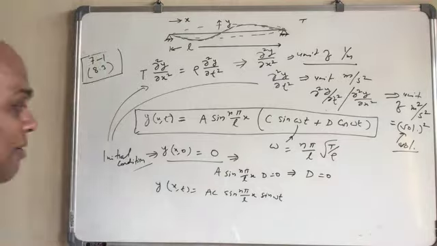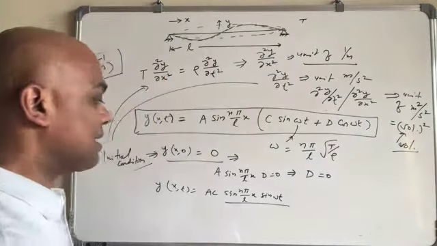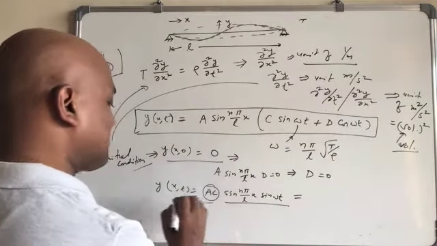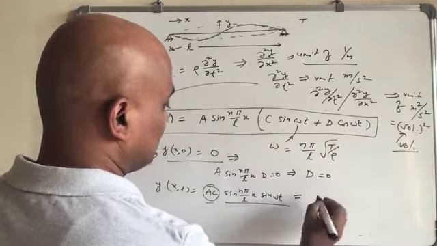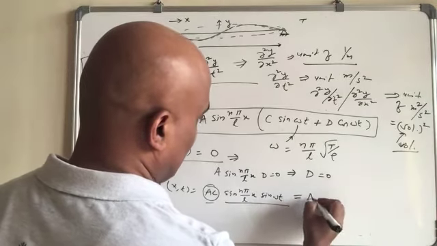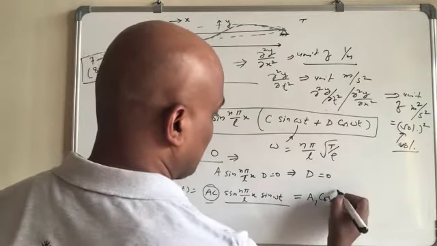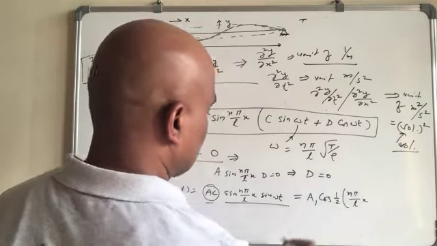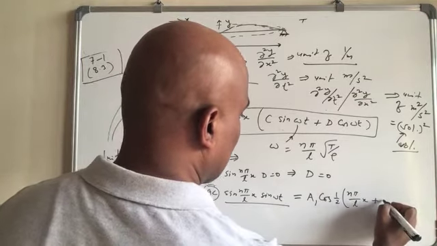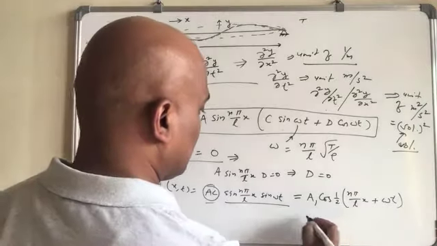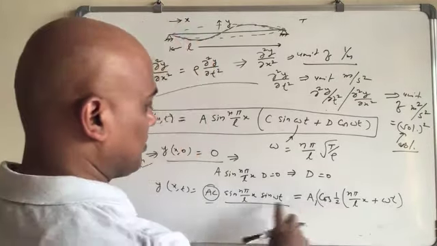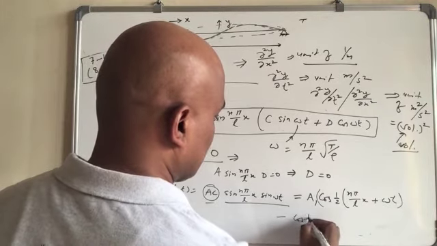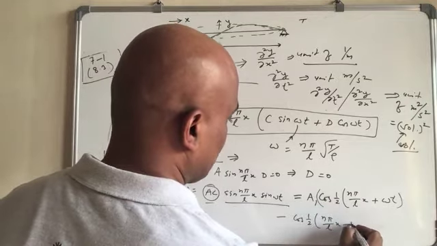So our equation becomes simply y(x,t) is equal to A times C sine n pi x over L times sine omega t. Now this is an equation which can be written in terms of two cos functions. Let's say a1 cos half of n pi x over L plus omega t, and then minus cos half n pi x over L minus omega t, something like that.